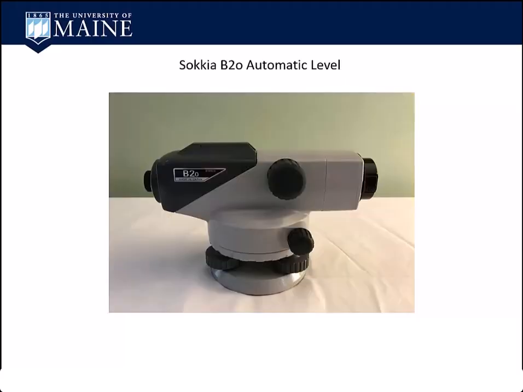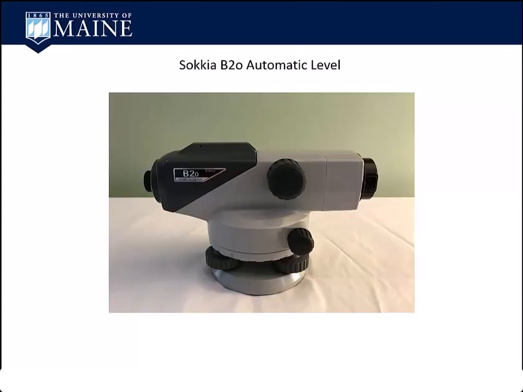This is an automatic level. This is the workhorse of most survey shops. They're simple to use. It's all you need really, but there's automatic levels like this one.